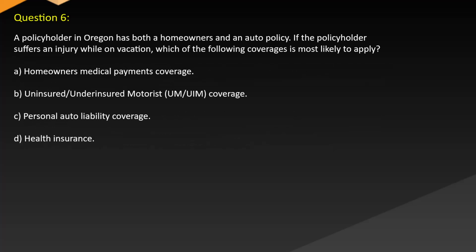Question 6. A policyholder in Oregon has both a homeowner's and an auto policy. If the policyholder suffers an injury while on vacation, which of the following coverages is most likely to apply? A. Homeowner's medical payments coverage. B. Uninsured/underinsured motorist (UM/UIM) coverage. C. Personal auto liability coverage. D. Health insurance.